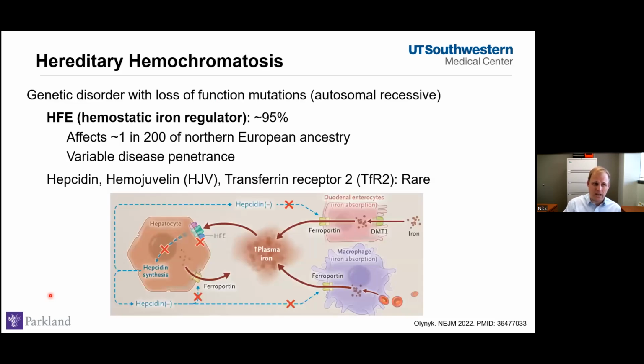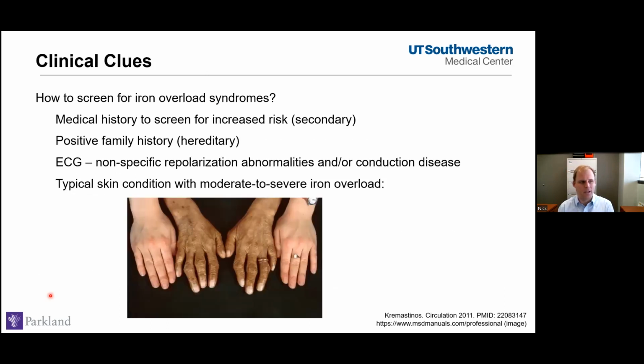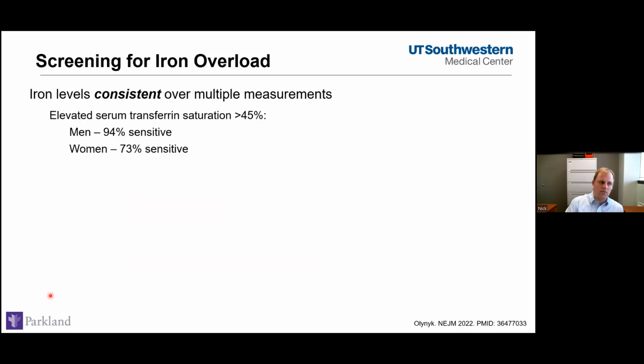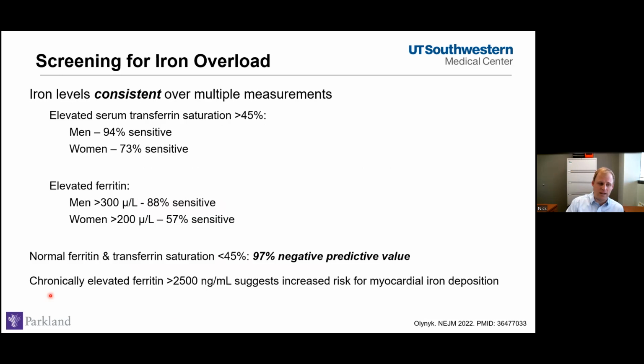There's the genetically inherited hemochromatosis from the HFE mutation, and then more commonly the secondary iron overload related to transfusion-dependent syndromes, where patients receiving 50 to 100 units of blood start to increase the risk of developing iron overload and myocardial injury. No real great clinical reasons to look for it. Sometimes, of course, you get a family history. We use, obviously, serum transferritin and ferritin levels to try and exclude the diagnoses.